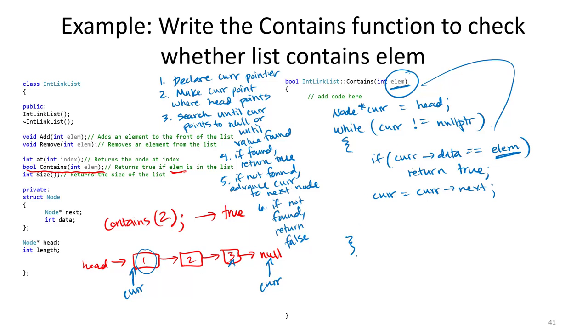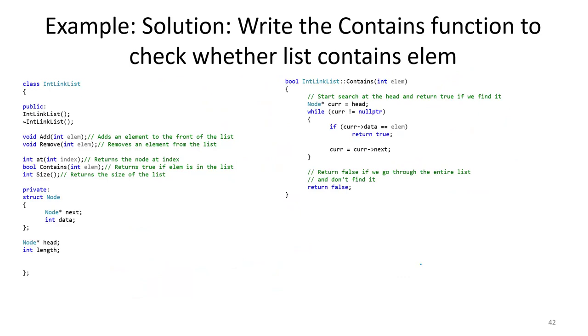If this loop finishes and we still have not found what we want, then our value must not be present, so we return false. So here's an example of what the contains function would look like when completed. You'd see that we use that exact while loop and the cur pointer to search through our list one element at a time until we either find the value we want or we return false.